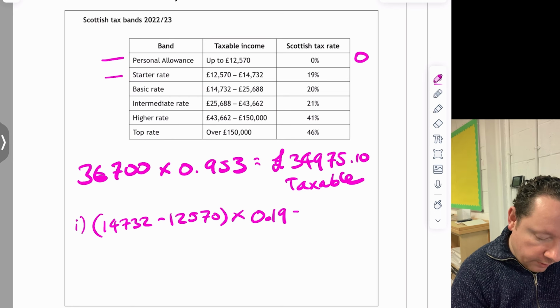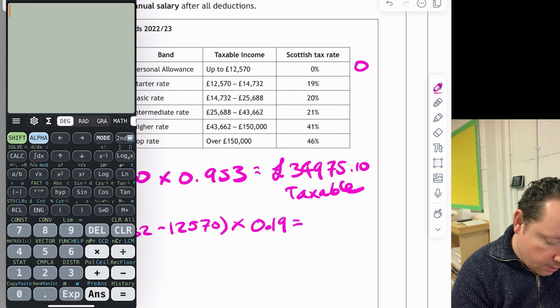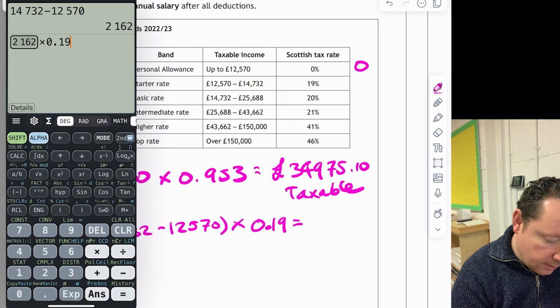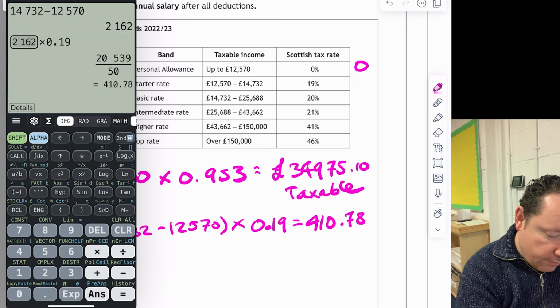Now usually we just work these out separately instead of one big sum, so I'm going to do that one there. 14,732 minus 12,570, you can put brackets around that or just press equals, times 0.19, and you get 410.78. So I'll just take a note of that, 410.78, and then we'll do our next one.